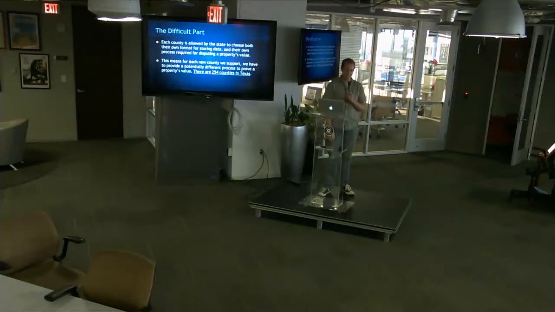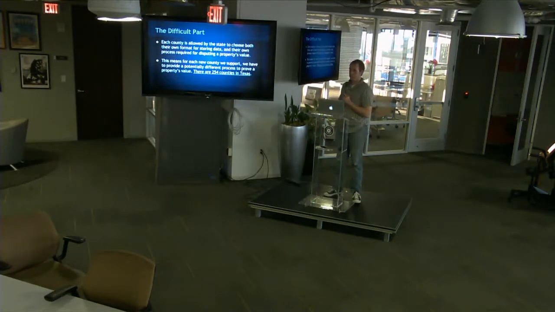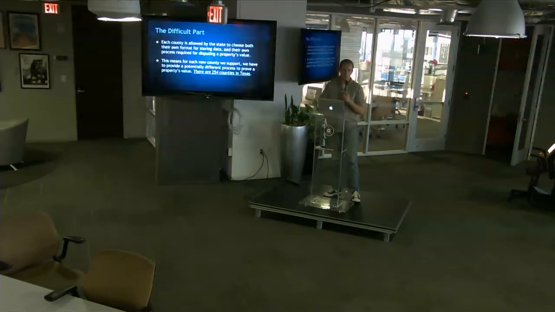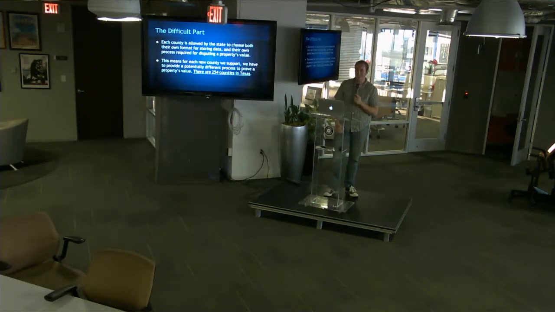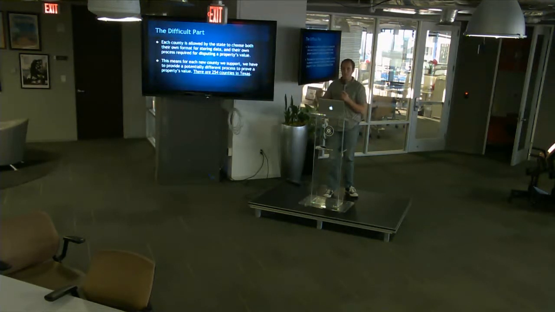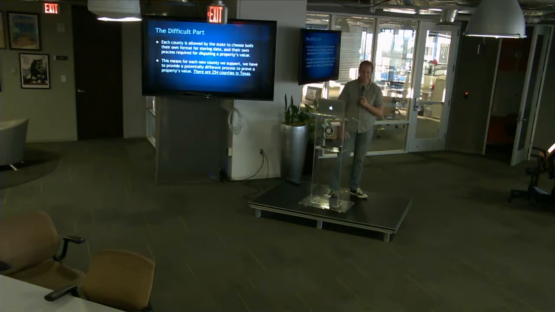So the difficult part. Each county is allowed by the state to choose both their own format for storing data and their own requirements for how you protest, or what algorithms you use to protest. So this means that for every county we want to support, we have potentially a completely different way of proving somebody's property's value. So what really sucks about that is we have 254 counties in Texas. And in the entire US, there's more than 3,000.